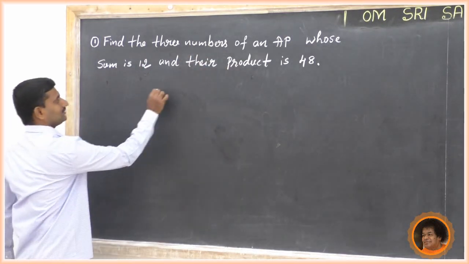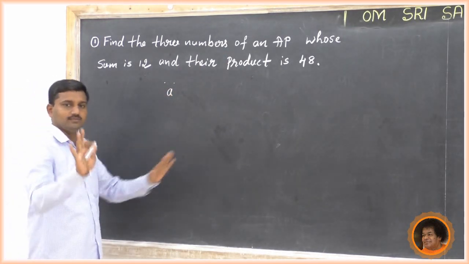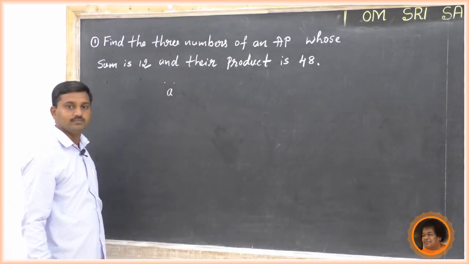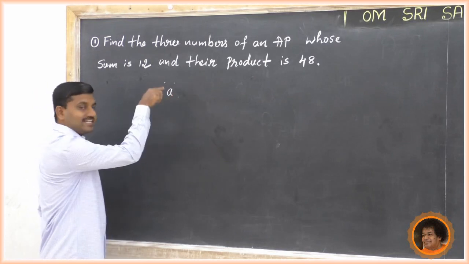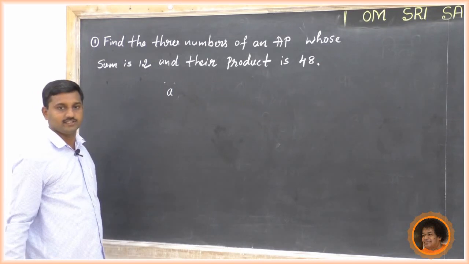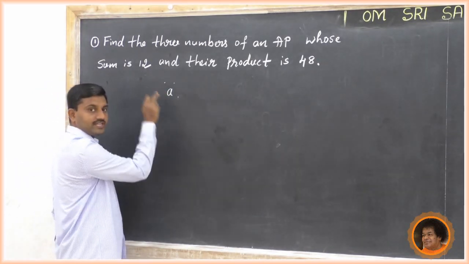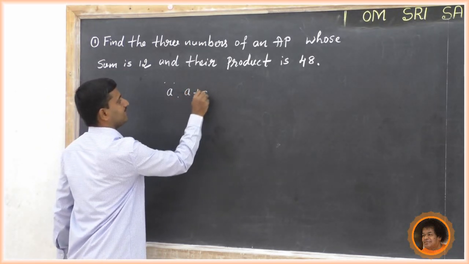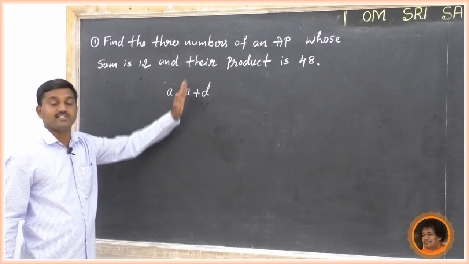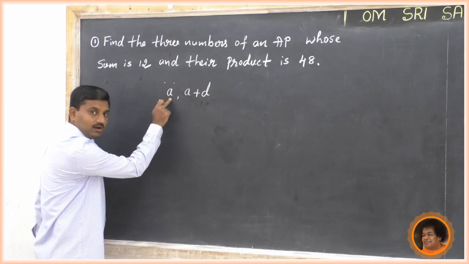So let a be the middle term, or let a be a term. What is the succeeding term of a? How to get the succeeding term? By adding the common difference to the preceding term, we get the succeeding term. So the succeeding term of a is a plus d. Succeeding term means next term, so that is a plus d. Here a is the middle term.